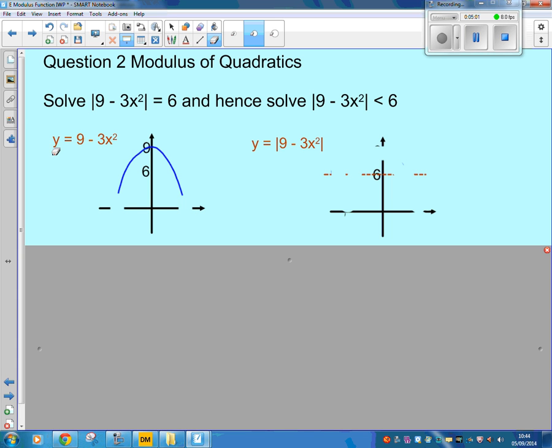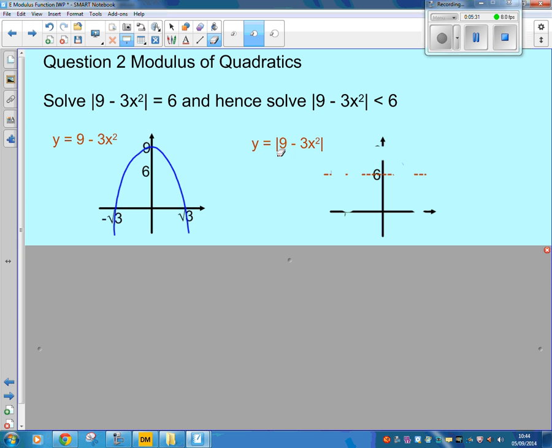Where on the x-axis is y is 0. If that's 0, then 9 must equal the 3x squared. So x squared must be 3, and that gives you x as root 3, but also x as minus root 3. Root 3, square it, you get 3. 3 times it is 9, 9 minus 9, 0. Minus root 3, square it becomes plus 3. Minus 3 times plus 3 is minus 9, so it's still giving 0 here, so that's working.